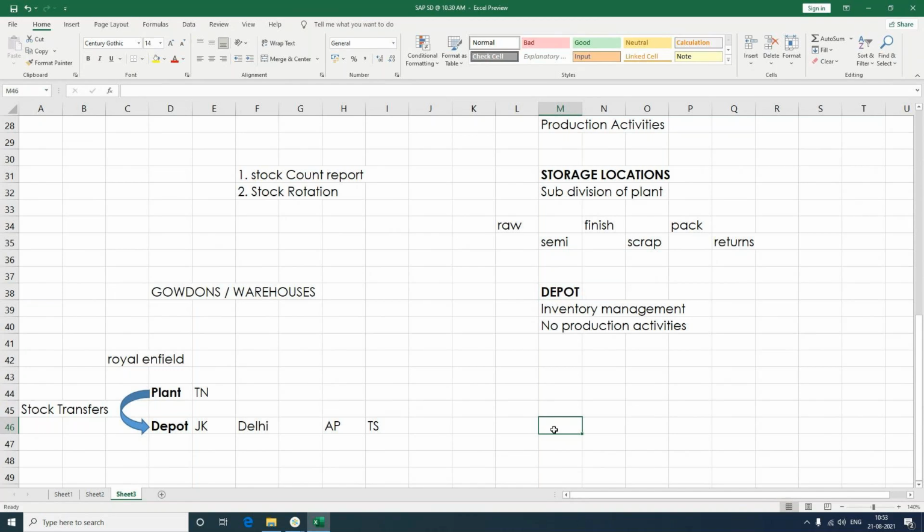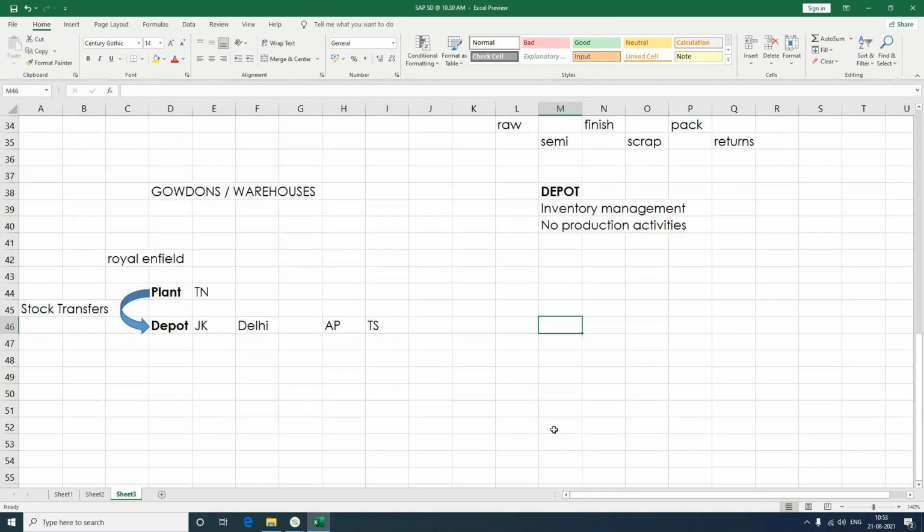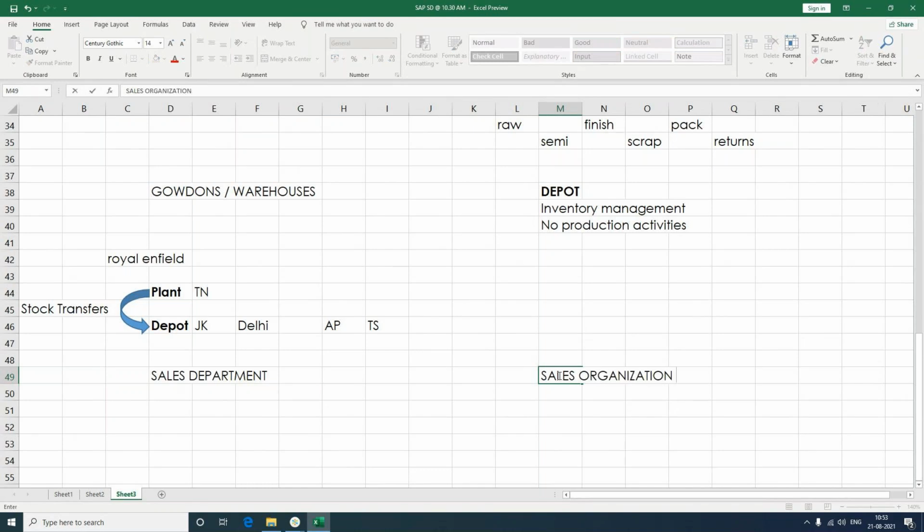Okay. Now the next term is related to the sales department. We have a sales department. What they do is take care of selling the products. The sales department is responsible for selling the products. Now the sales department is what, in SAP terms, we call the sales organization. In SAP terms we call it the sales organization.